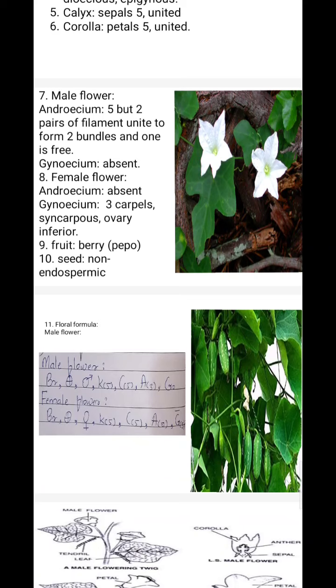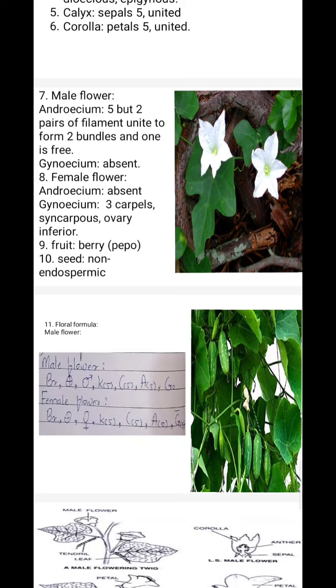The next character is the floral formula. For the male flower and female flower you have to write different floral formulas, written separately, because the male and female flowers are present separately. First, the floral formula of male flowers: BR, that is bracteate, then the plus sign, meaning all floral parts are present. Then in the male flower you write the male sign.